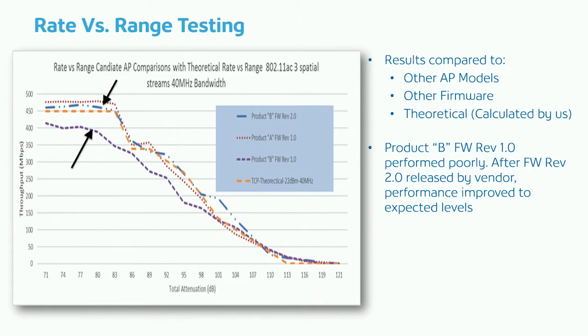The purple line is APB. That's the one on the bottom. It's from the same vendor and has similar characteristics as APA. It's just a different model, but as you can see, it performs quite poorly. So when we took these results to our vendor, they came back and eventually gave us updated firmware, which we retested, and that's the blue line where performance came back to expected levels.